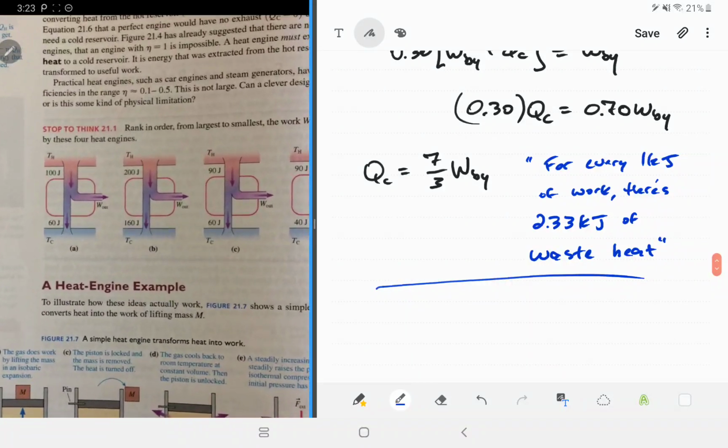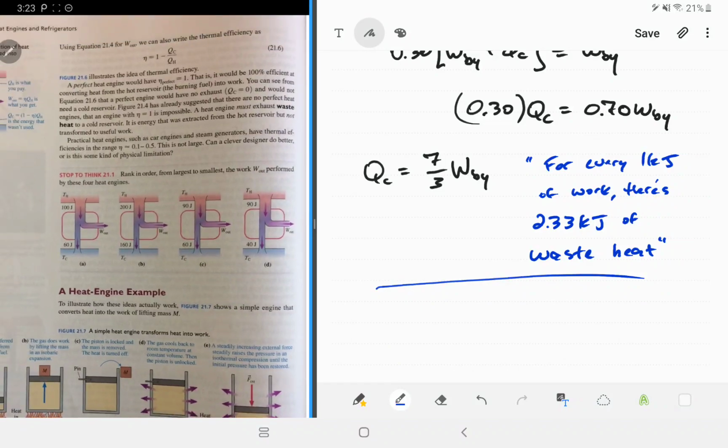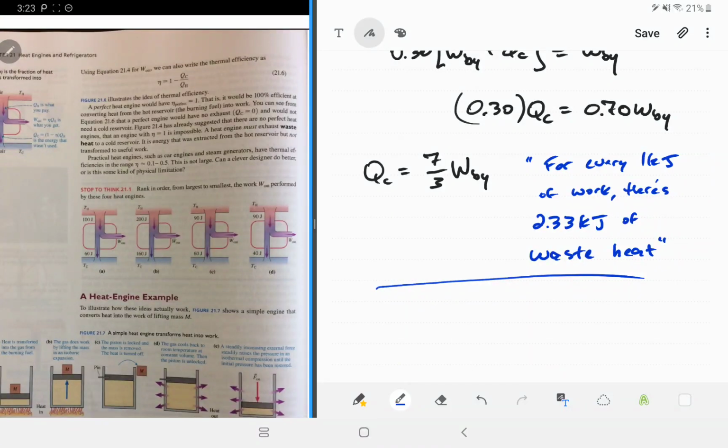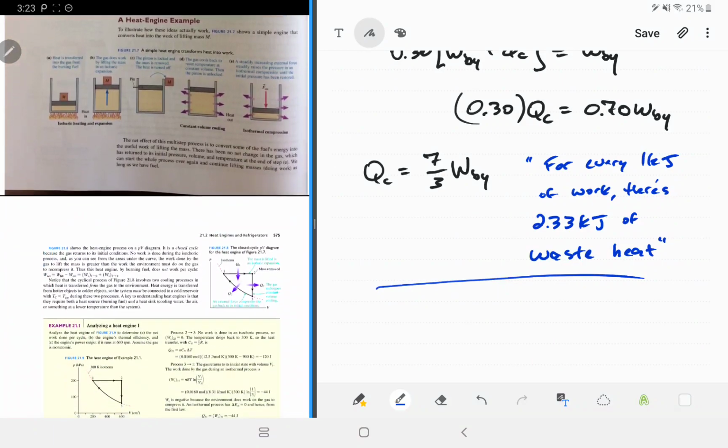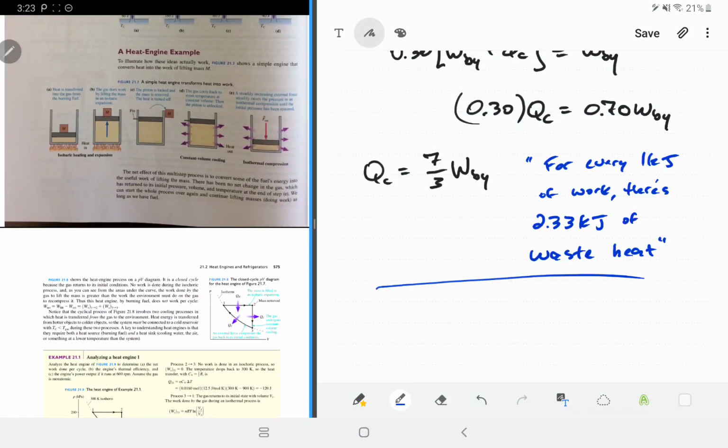Okay, so your book also goes over some examples right here. Rank the work outputs. So you have to use that conservation of energy there. Now your book talks about a heat engine example. So engines are designed to be used over and over again. So your car engine goes at thousands of revolutions, thousands of cycles per minute.